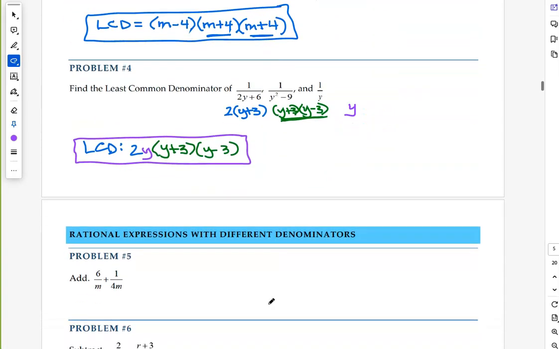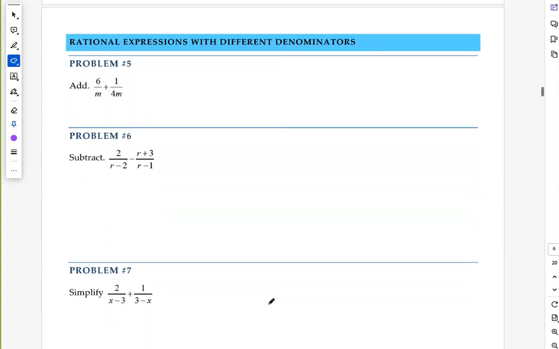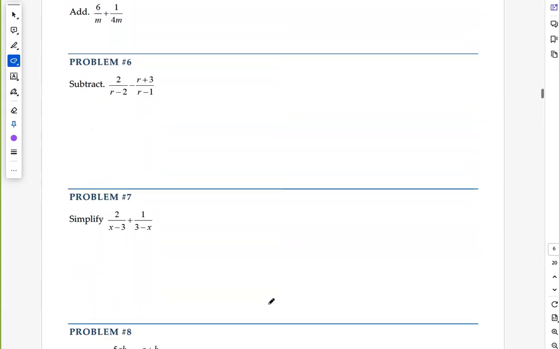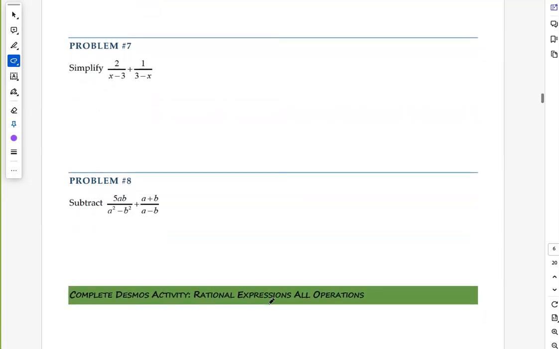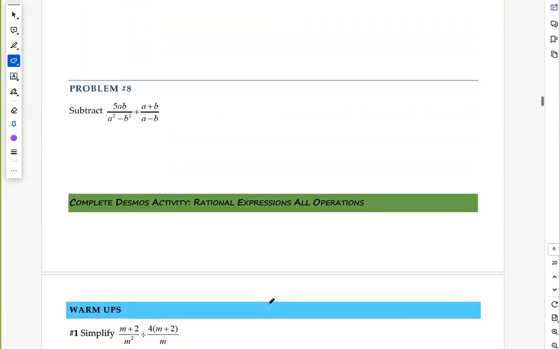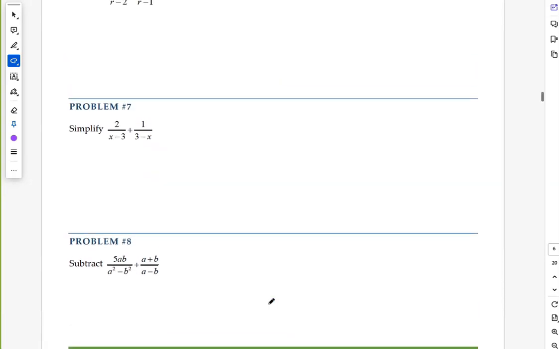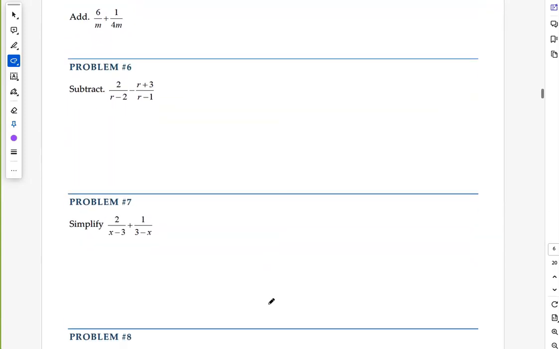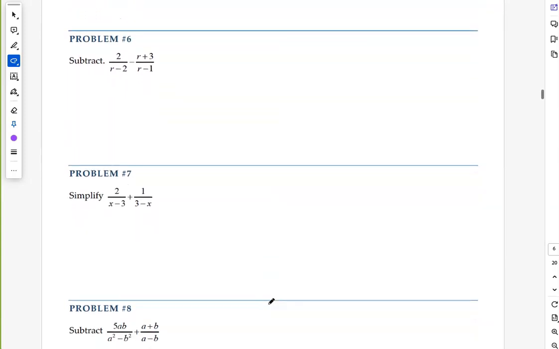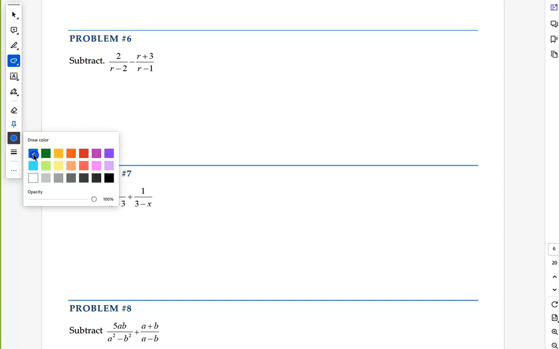Okay, all right, let's try it with some problems here. I want to make sure that, all right, yeah, so let's look at problem 6. So problem 6, let's first of all try and figure out what is our LCD.